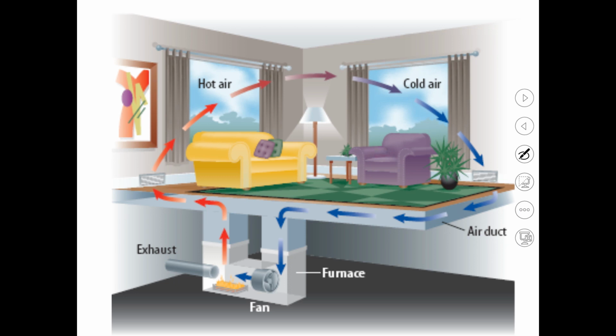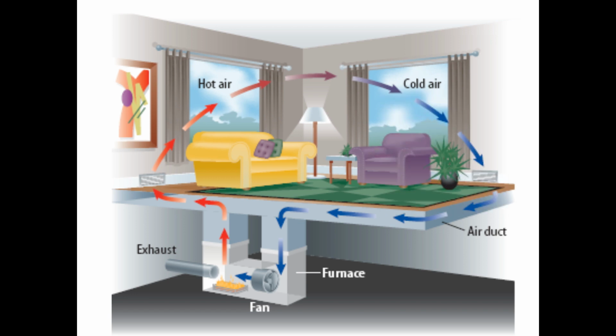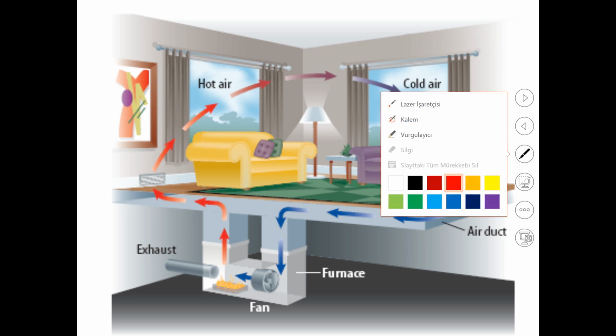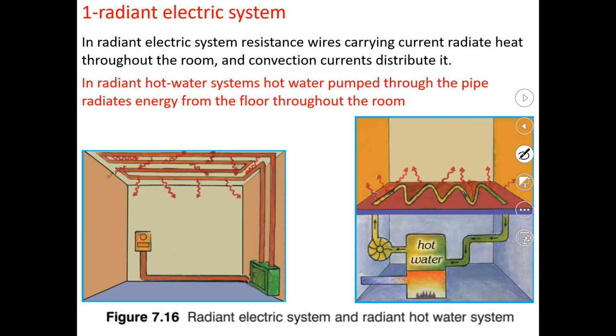For example, in one figure of a system, they are using a different kind of machine, and it is affecting the air of the home, hot air and cold air. They are changing each other.